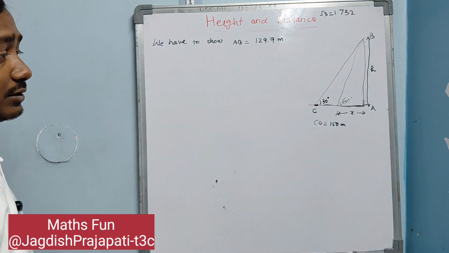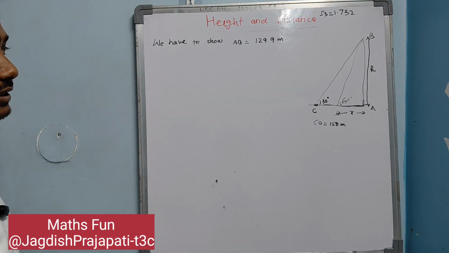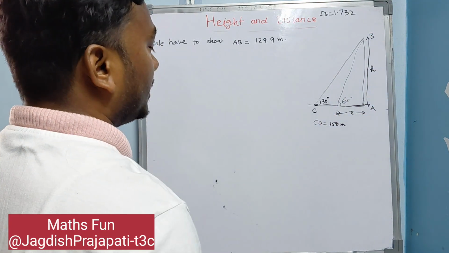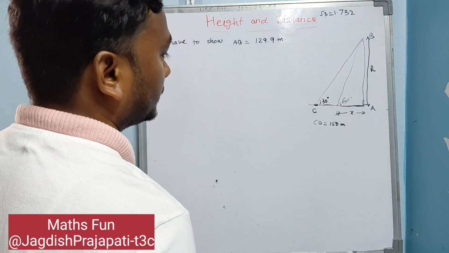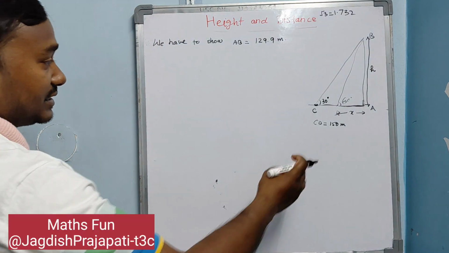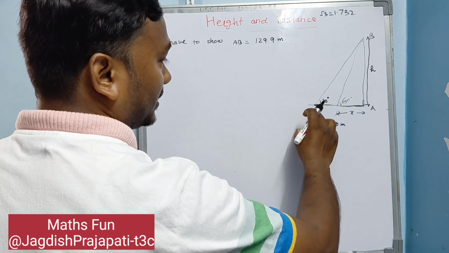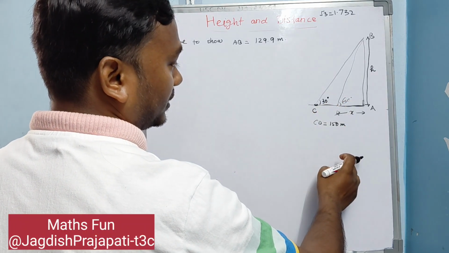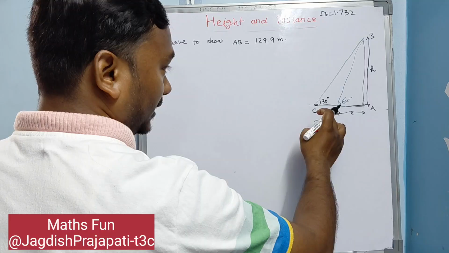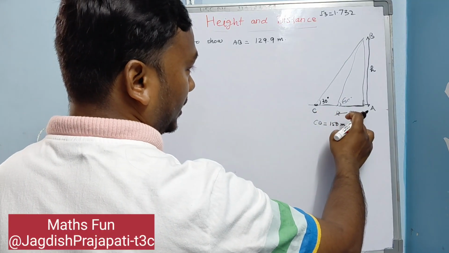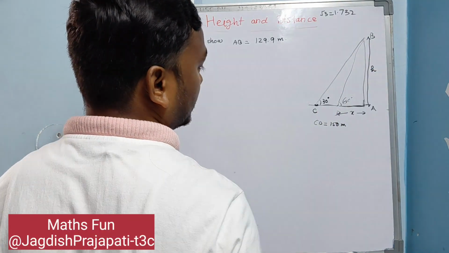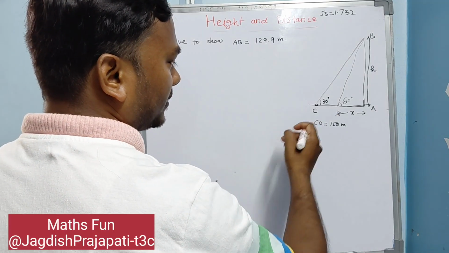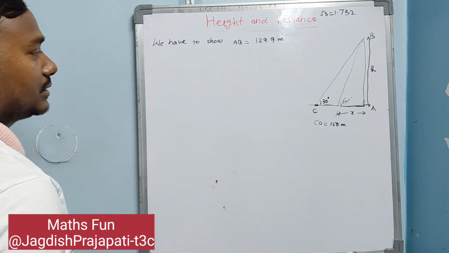So if you want, you can write: let AB be the height of the tower, and C and D be the points where the angles of elevation are 30 degrees and 60 degrees. Let AD equal X, AB equal H. CD is given, so no need to write it.